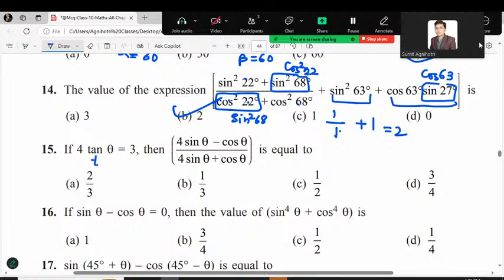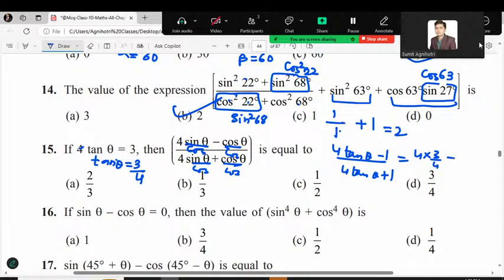From here it is so easy to answer. If you just displace this 4 below, you will get tan theta 3 by 4. Now you divide here by cos, here by cos, here by cos, here by cos. That means both numerator and denominator by cos. You get 4 tan theta minus 1 over 4 tan theta plus 1. And now in the place of tan theta you will put 3 by 4. Finally you got 2, and here you got 4. That's why it is 1 by 2.